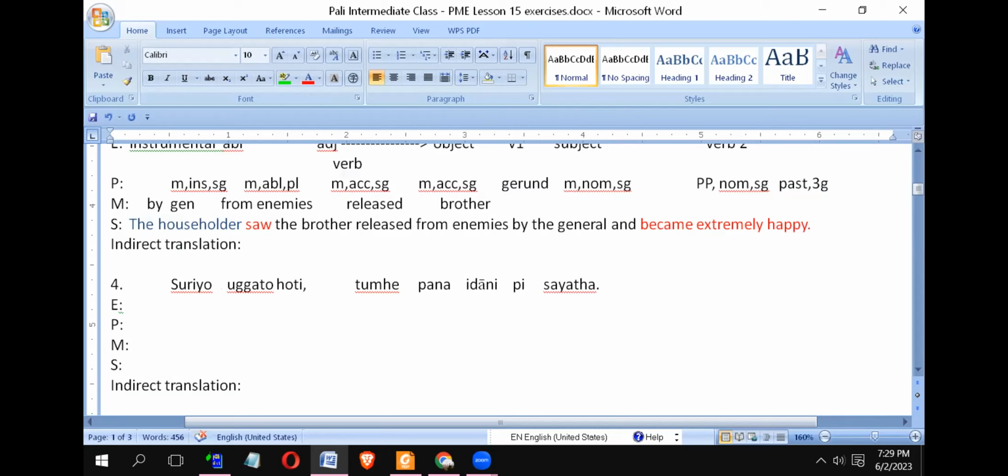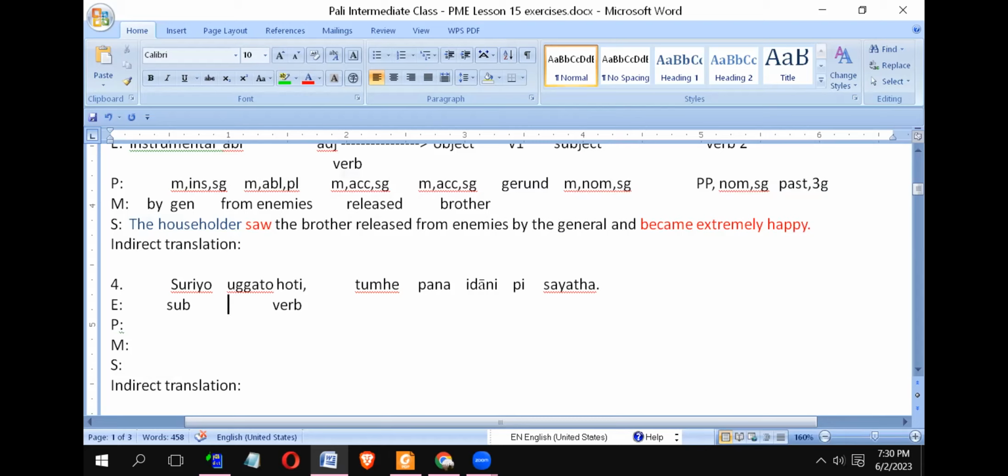So the subject is Rio, and then the verb is hoti. So in English, subject, sayata, hoti, it's a verb here. There are 2 verbs. Gato, but here is not really a verb, but rather an adjective that explains the subject.